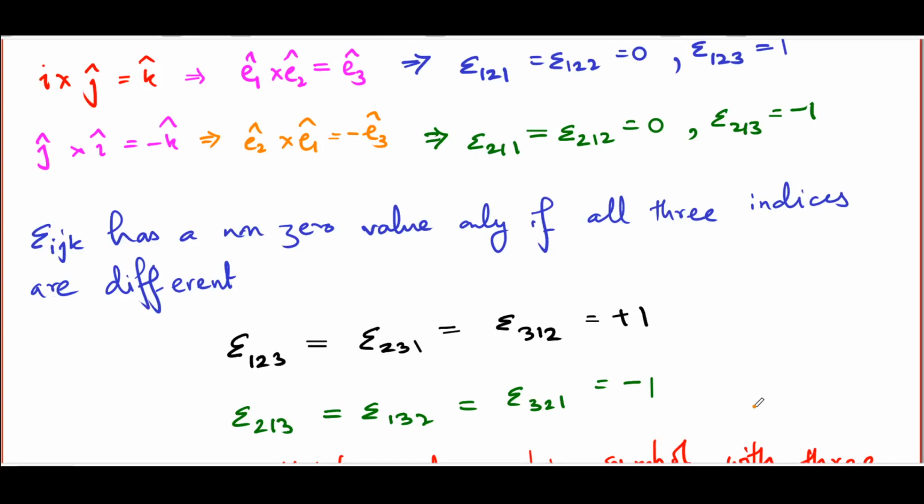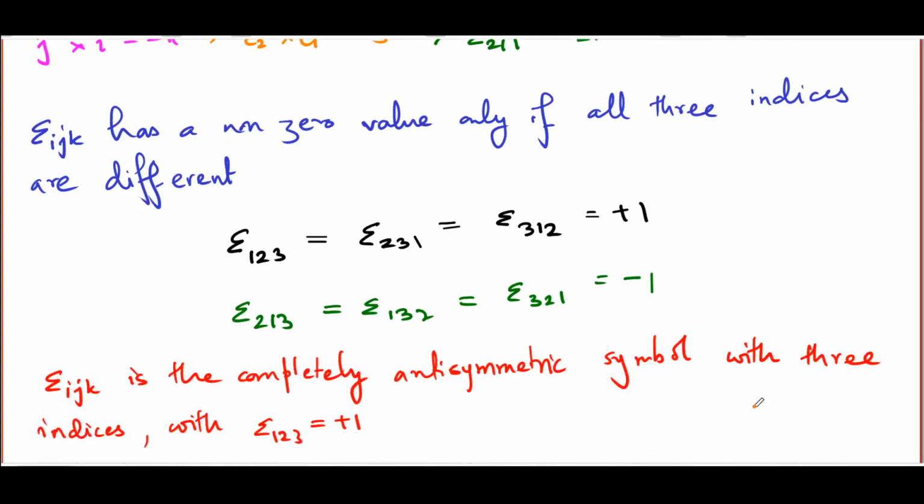So there are 27 possible values for epsilon ijk. Note that i, j and k can each take 3 values, so 3 times 3 times 3, 27 values. But out of which only 6 are non-zero, 3 of which are plus 1, 3 of which are minus 1. Now a very compact way of stating this is that this Levi-Civita symbol epsilon ijk is the completely anti-symmetric symbol with 3 indices, with epsilon 1 2 3 being given by plus 1.